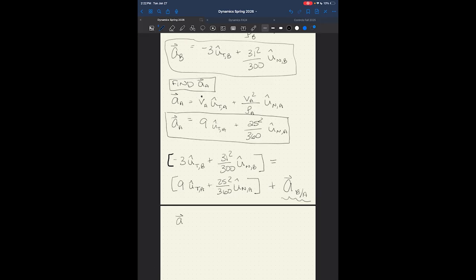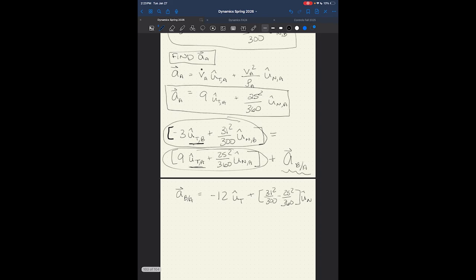I could solve for acceleration of B relative to A and say acceleration of B relative to A equals everything here minus everything here. And the big bad pitfall that is looming, waiting to gobble you up, is that we cannot do this. I cannot say that this is minus 12 u hat t plus 31 squared over 300 minus 25 squared over 360 u hat n. I can't do that because these are not the same vector. It's not the same as if I had 5 i hat and wanted to add 10 i hat. I can do that because this is i hat and this is i hat, so I can add to get 15 i hat. But because this is not the same as this, I cannot combine those two things.